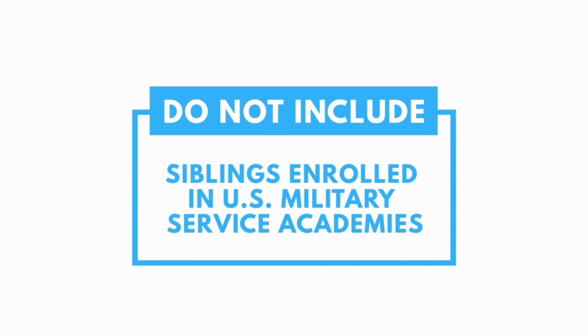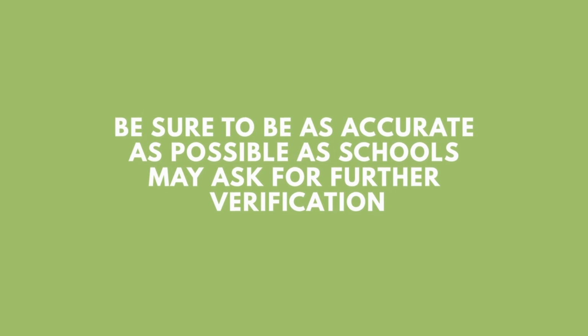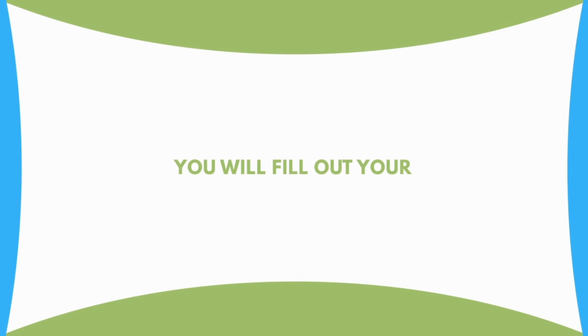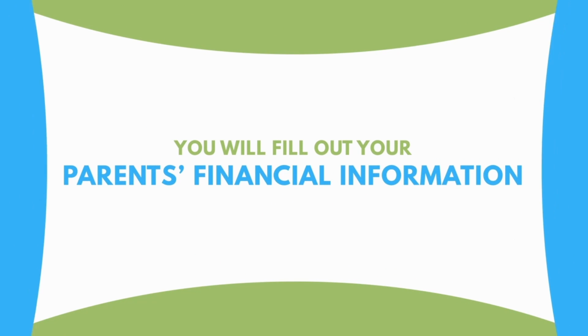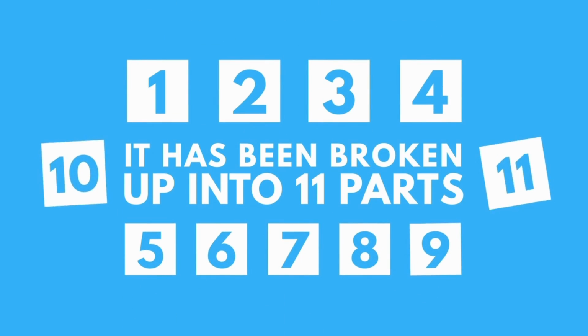Do not include siblings enrolled in U.S. military service academies. Be sure to be as accurate as possible, as schools may ask for further verification. In this section, you will fill out your parents' financial information. To make it easier, it has been broken up into 11 parts.